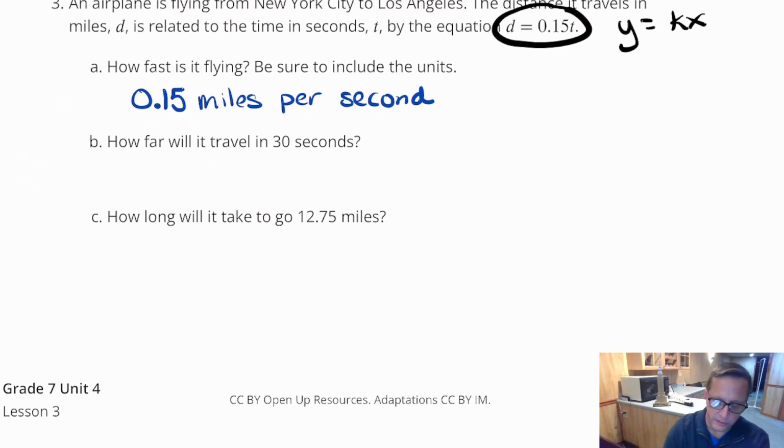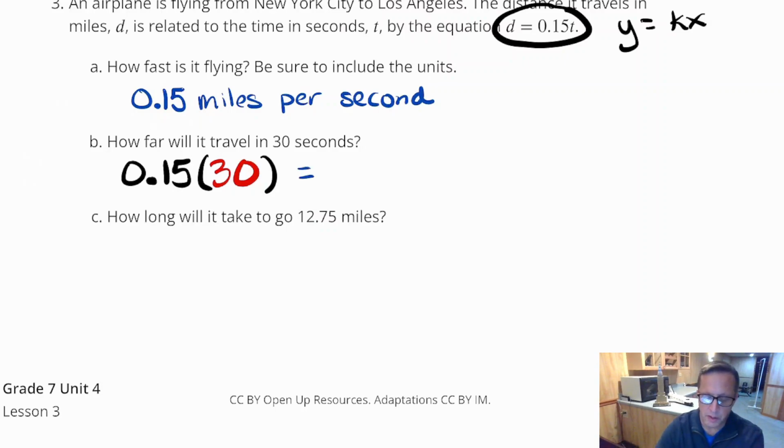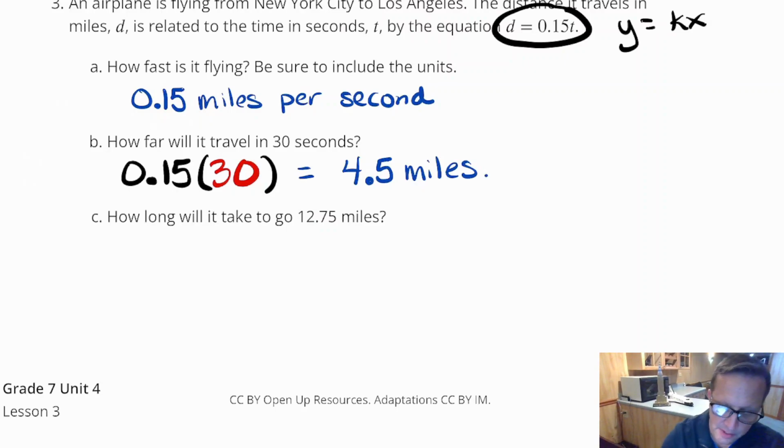Well, now it's just a matter of multiplying that. So we're just going to do 0.15, and you're going to multiply that by 30. So 0.15 times 30 is going to be what? Well, 3 times 15 is 45. So that's going to be 4.5 miles right there.